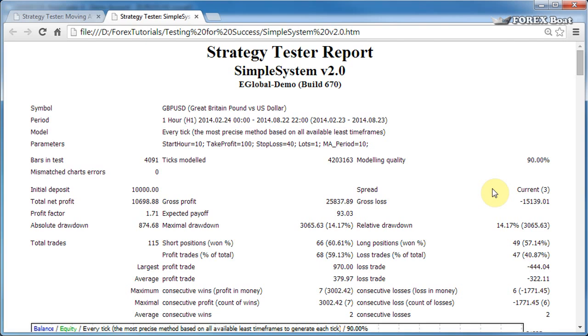So you always have to consult with the broker's website to understand what the average spread is. But in my case, spread of 3 seemed reasonable for the British pound dollar currency pair.